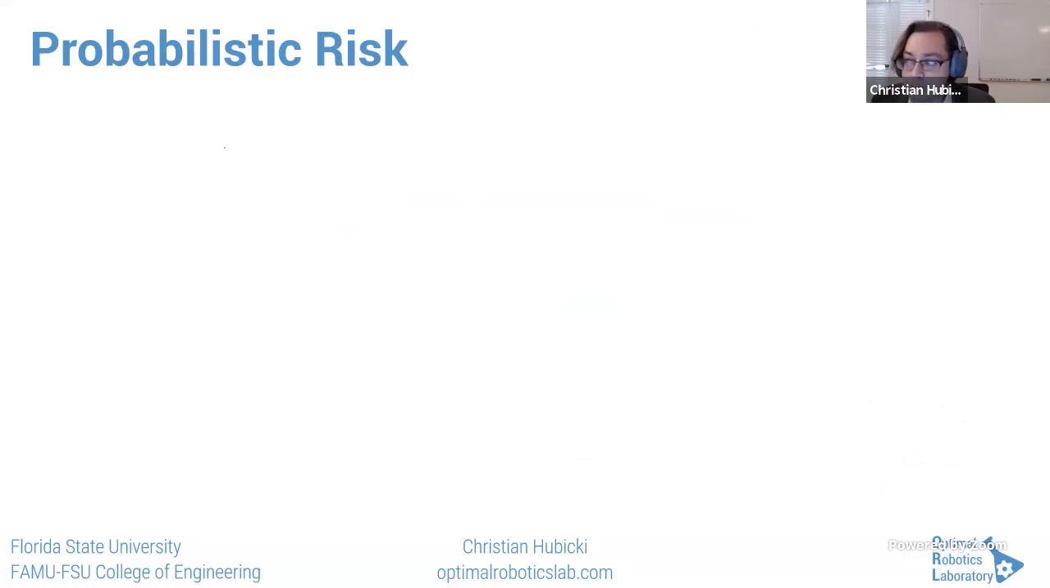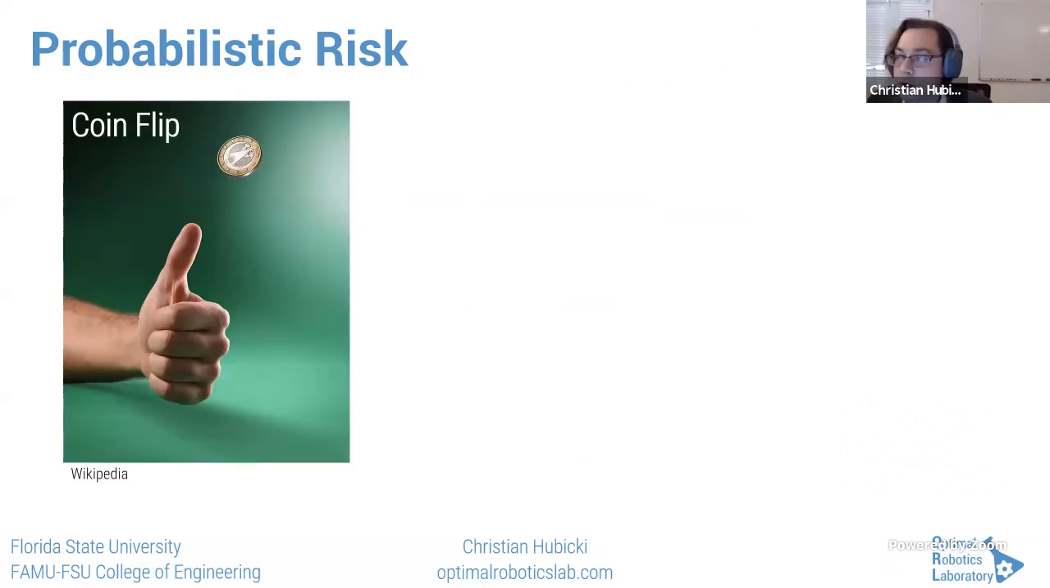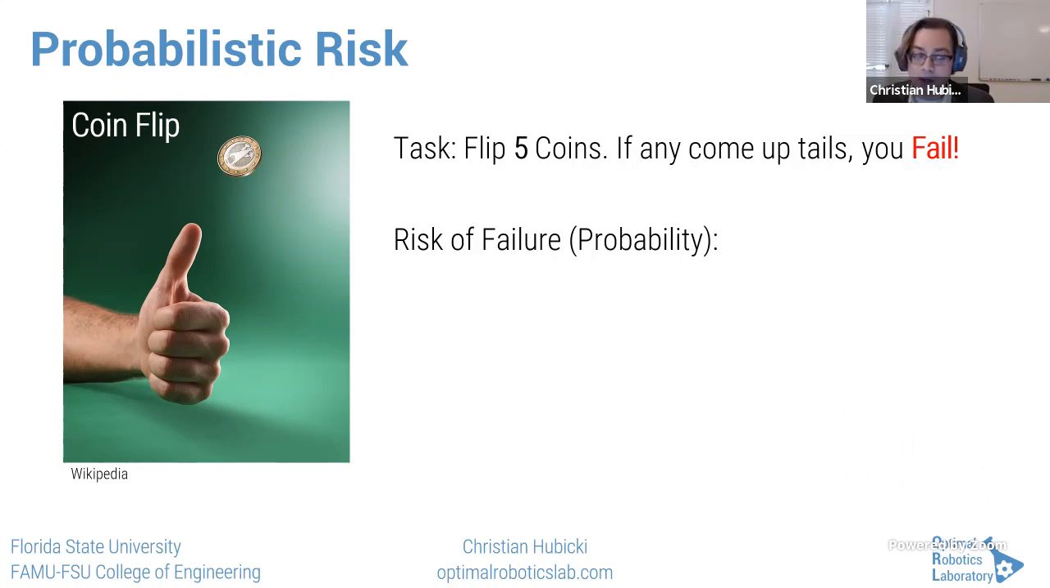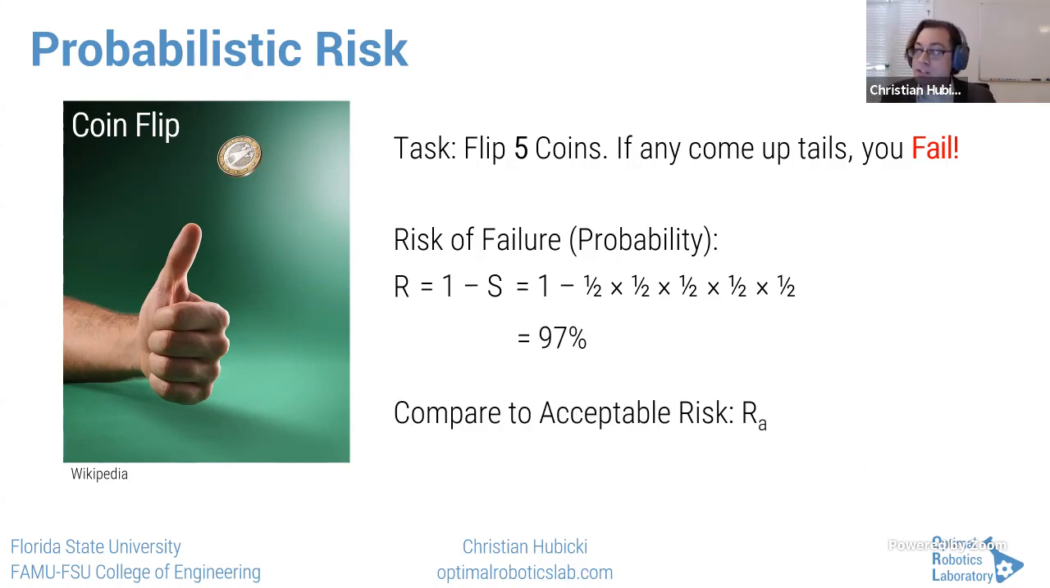So just as a quick example, that's a little bit more concrete, let's look at a coin flip. Okay. So let's say your robotic task was to flip 5 coins, and if it ever comes up tails, you fail. I'm sorry. Okay. So really simple math for computing that is you have a risk of failure probability, which is R, your risk, which is equal to 1 minus your probability you'll survive, which is equal to 1 minus a half times a half times a half times a half times a half, gives you a 97% chance you'll fail. It's bad. And if that's greater than some acceptable risk tolerance R_A, then you're in trouble. The optimizer has to consider something else.